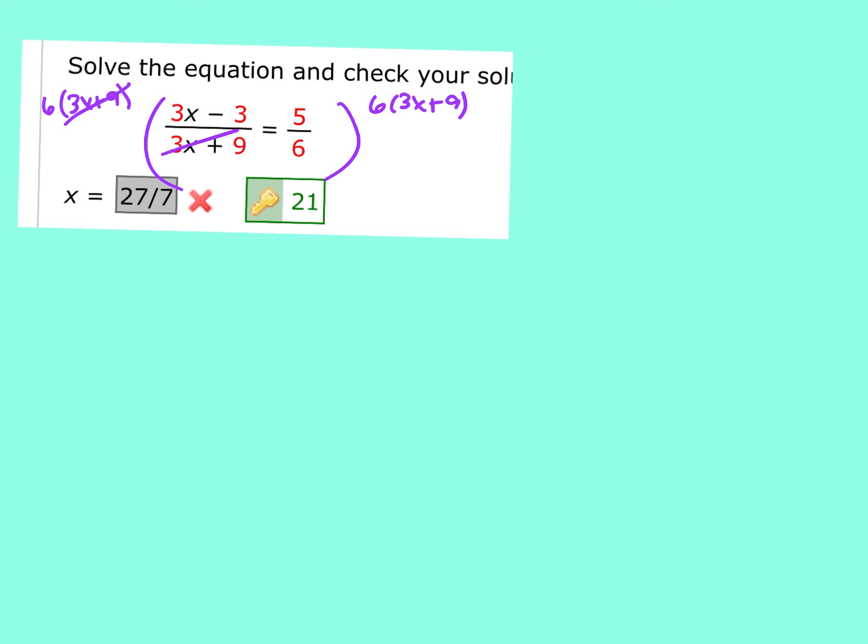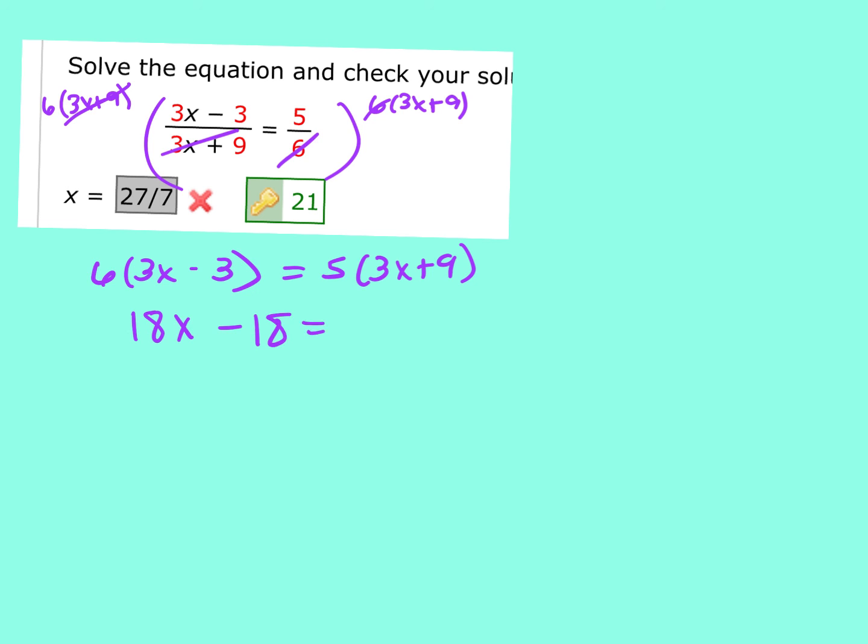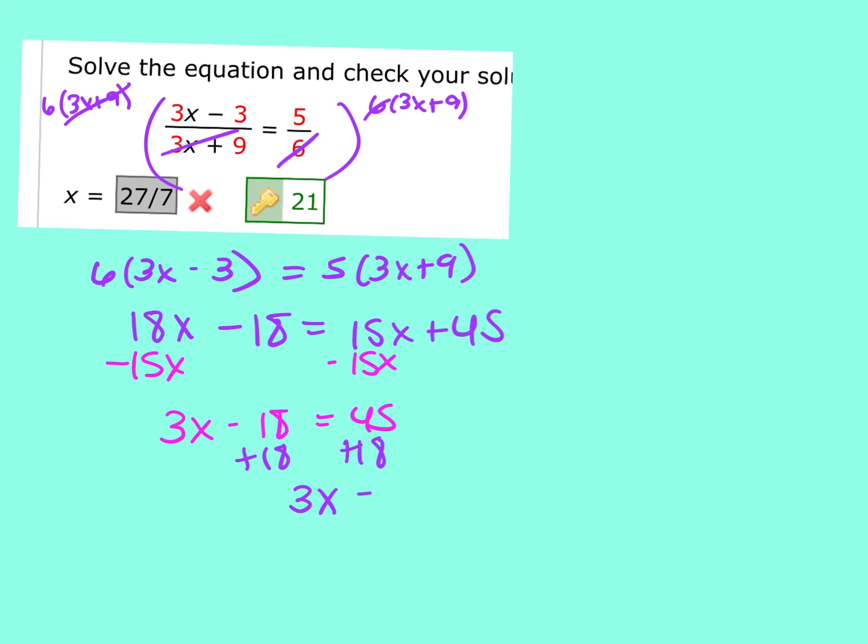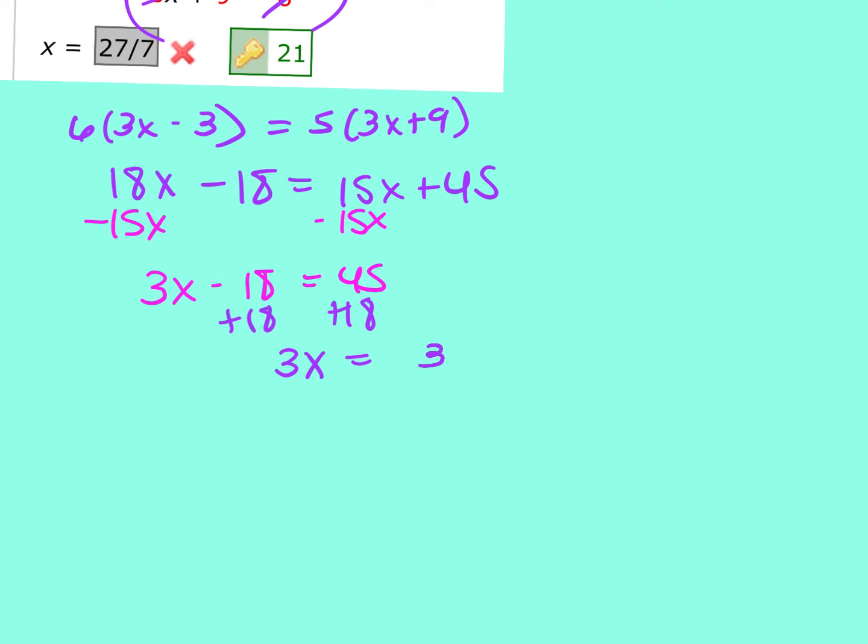So on the left-hand side, the 3x plus 9s cancel, and I get 6 times 3x minus 3. And on the right-hand side, the 6 cancels, 5 times 3x plus 9. Distribute: 18x minus 18 equals 15x plus 45. Subtract the 15x. Add the 45, or add the 18. And then divide by 3. So it's 21.